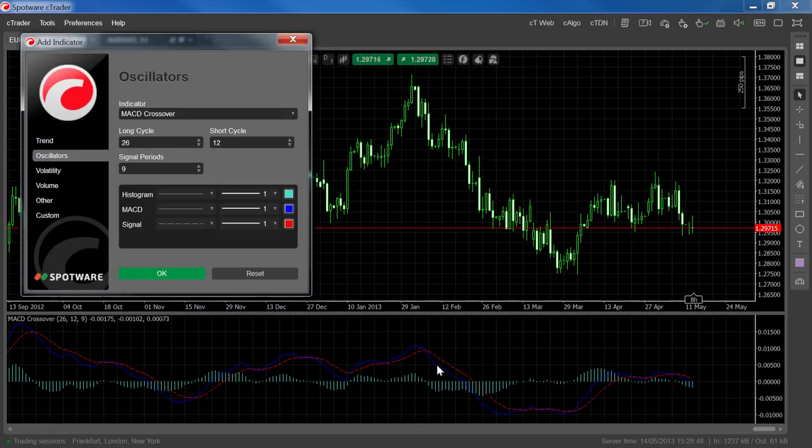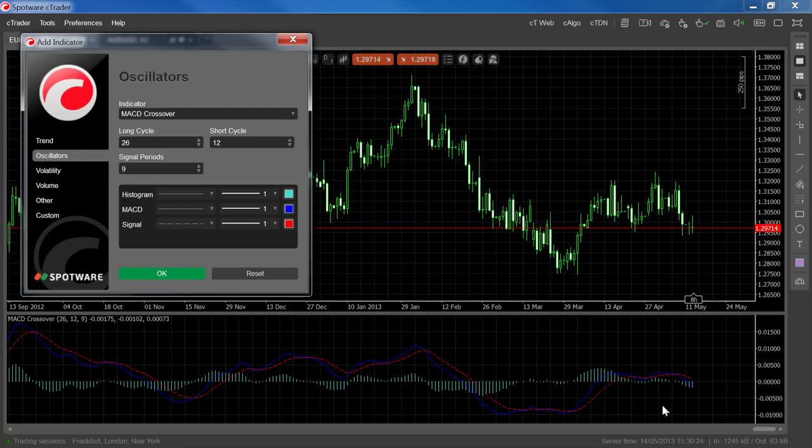The MACD line is this blue line and shows the difference between two exponential moving averages, in this case a 26-period EMA subtracted by a 12-period EMA. The signal line, which is this red dotted line here, is the EMA of the MACD line, plotted according to the past number of MACD values entered in the signal periods. Finally, the histogram shows the difference between the MACD line and the signal line.